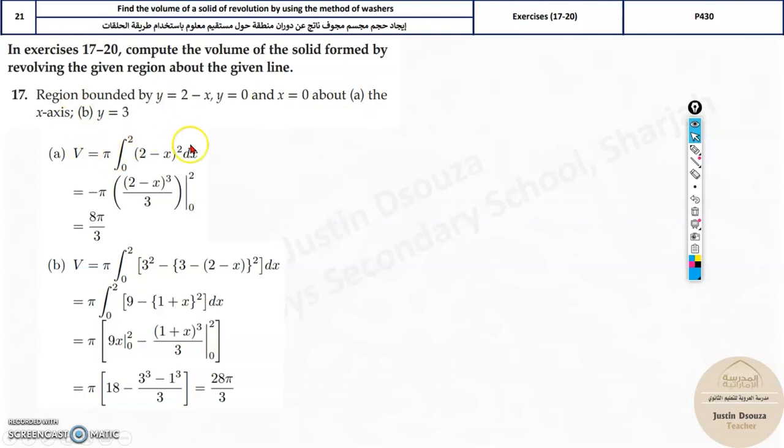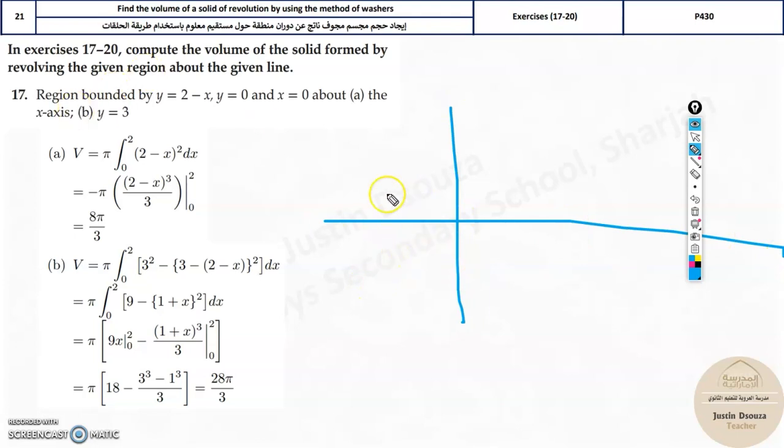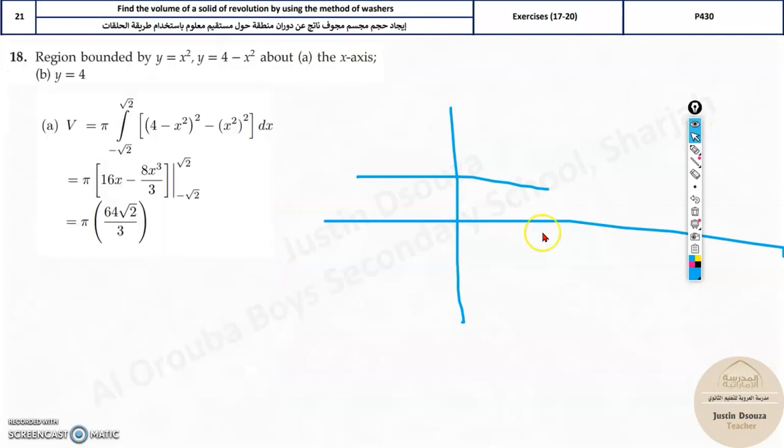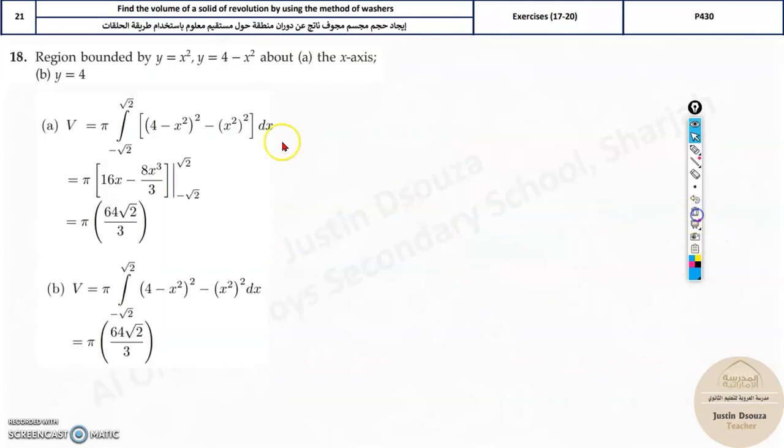A is about the x-axis, whereas B is along the y-axis. Sorry, along the given point. So y equals 3. It'll be x-axis and y equals 3 would be somewhere over here. So it's the same thing. A washer is only formed, just that the equations vary. So you can pause and check it out over here. Please make sure you go through all this.